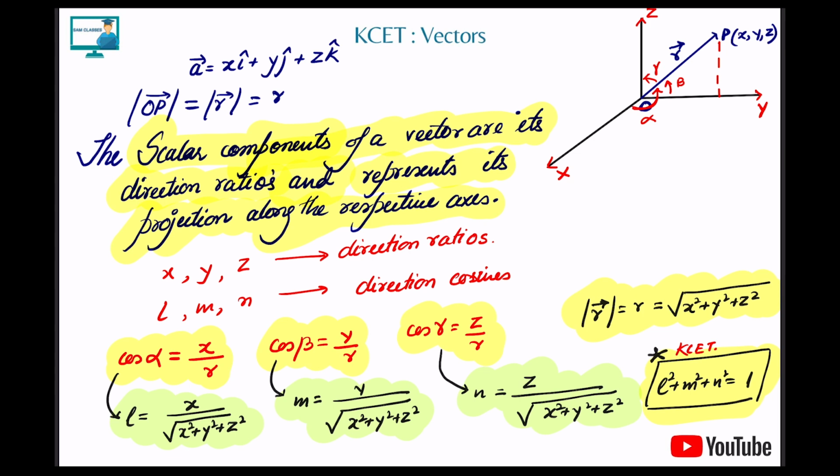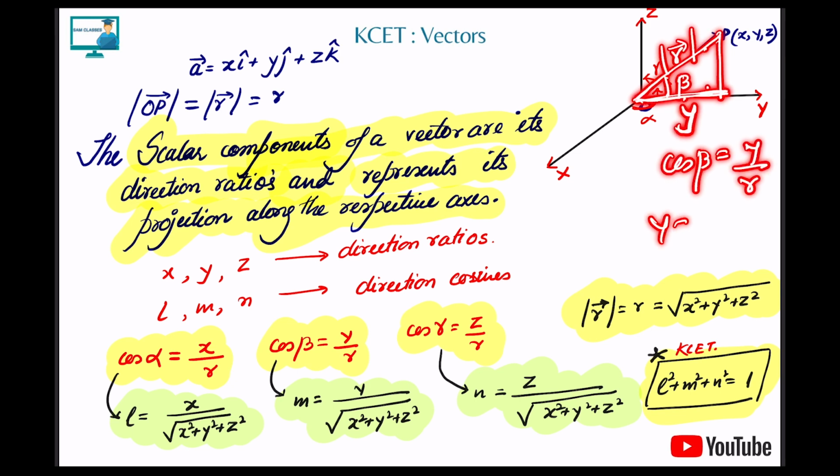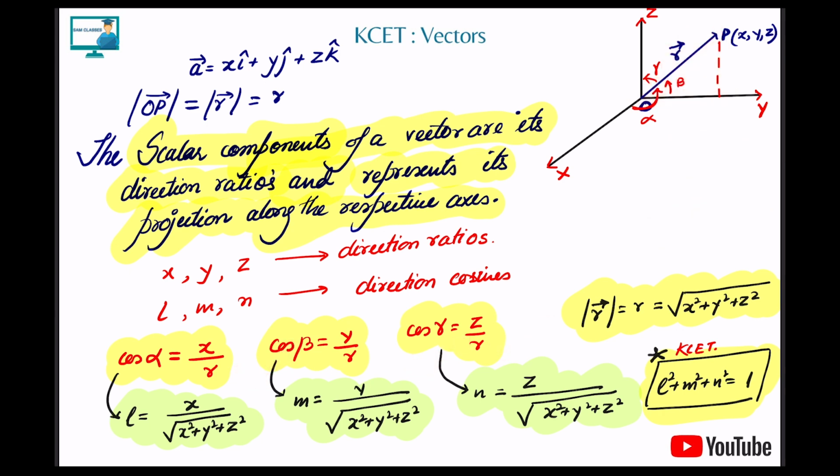So if you draw this triangle, this is your mod of R, and this is your y. Just for one I'm showing, this is beta. So cos of beta will be base by hypotenuse, so y by R. So y is equal to R cos beta. That is what we have shown here for all. So cos alpha, which can also be written as L, is equal to x by root under x square plus y square plus z square. That is basically the magnitude of the vector.